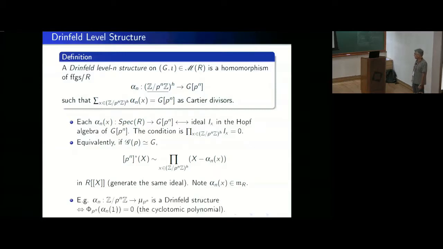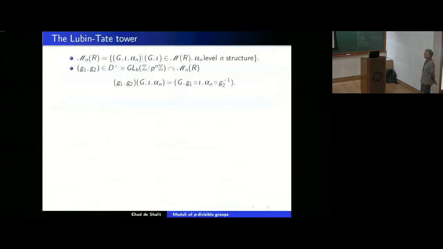So as an example, if we took the multiplicative formal group, alpha n is simply a root of unity of order p to the n in R. And if you think for a moment what this condition means, it simply means that this satisfies the famous cyclotomic polynomial of index p to the n. Of course, you base change it from Z to R, whatever that means in R. And now you can consider the enhanced moduli problem, which I call Mn of R.